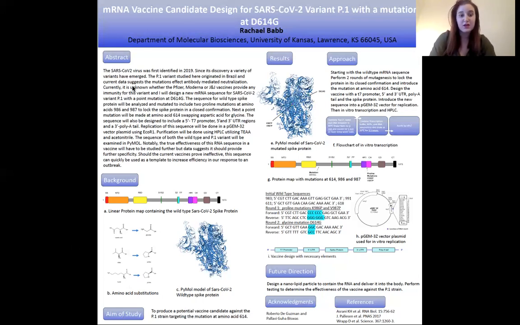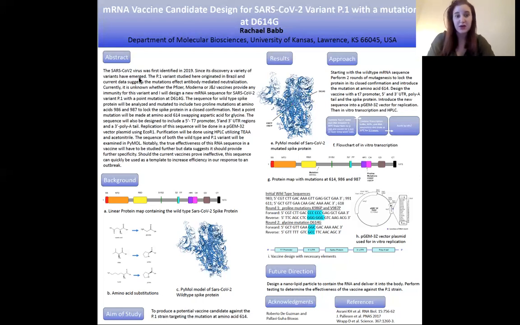So the SARS-CoV-2 virus was first identified back in 2019, and since it was discovered, a variety of different variants have emerged. One of those variants is the P.1 variant, the one studied here, and it emerged in Brazil originally. Our current data suggests that these mutations have an effect on antibody-mediated neutralization, making it more pathogenic.